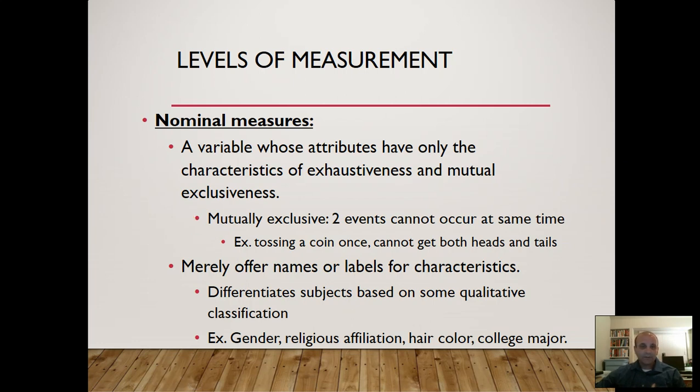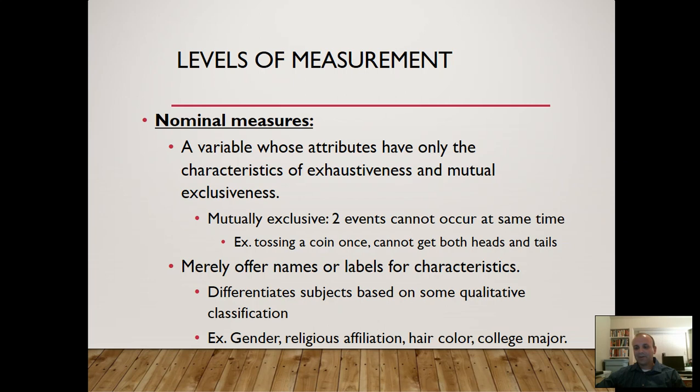So, for example, gender, right? Gender is a nominal variable. You can either be male or female. As I said before, I'm not going to get too political with it, but historically, you can't be male and female at the same time. It's either one or the other, right? Or religious affiliation. It can't be Catholic and Jewish at the same time. It's either one or the other.